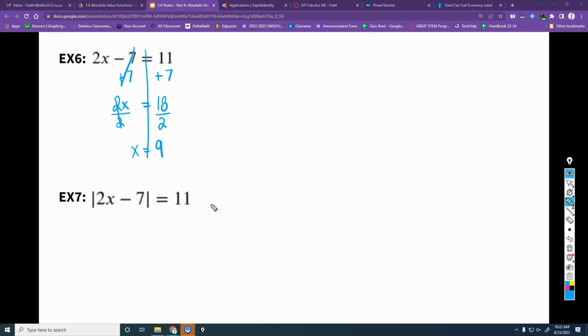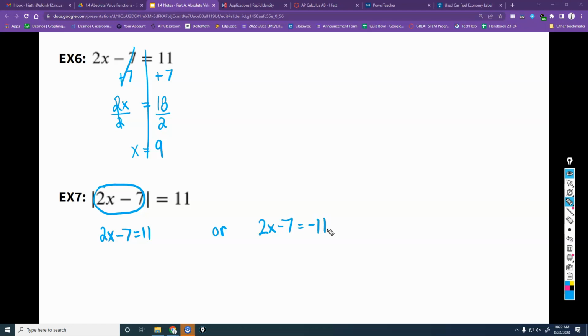Example 7 is basically the same equation. I just put absolute value bars around my 2x minus 7. So when we see absolute value bars equal to a positive number, we know there's 2 possible answers, right? The stuff on the inside of this could equal 11. I could have 2x minus 7 equals 11. Or, what else could it equal? What else inside of those absolute value bars would give us 11? If all that stuff on the inside equals negative 11, I'd also still get 11, right?